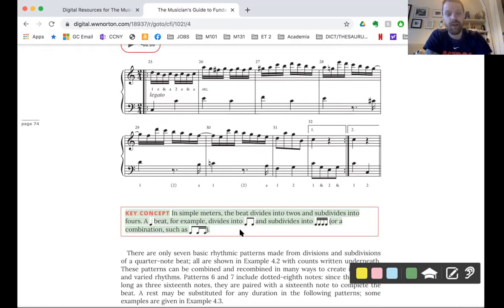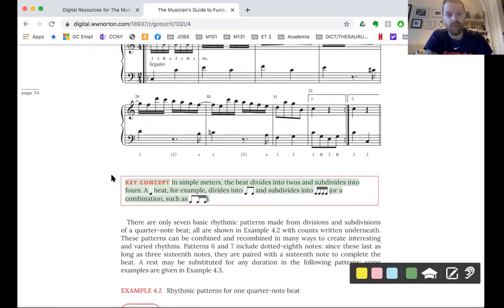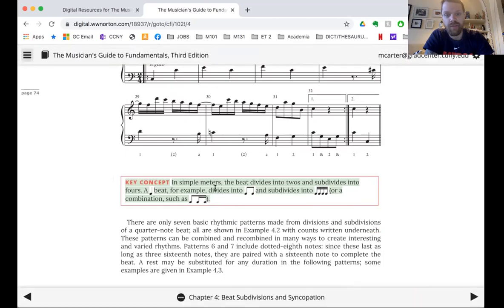So that's the concept to remember that I've highlighted. In simple meters, the beat divides into 2s and subdivides into 4. So a quarter note divides into 2 eighth notes and subdivides into 4 sixteenth notes.